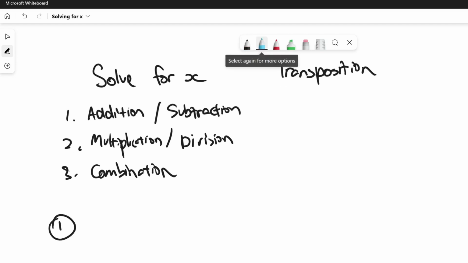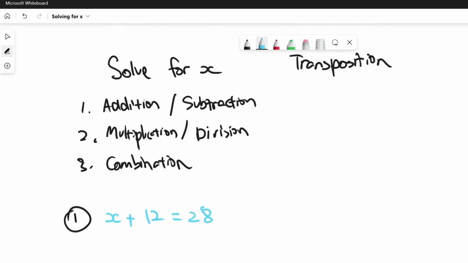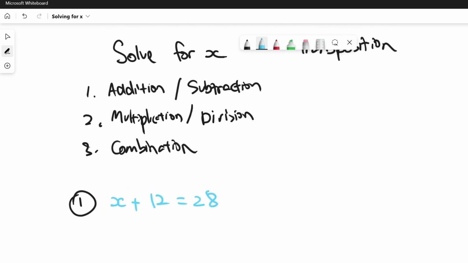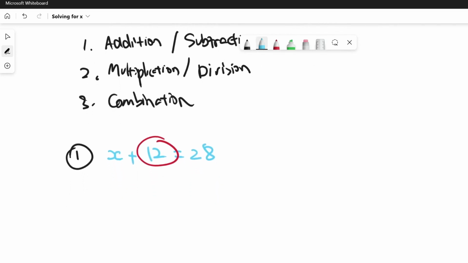So with addition and subtraction, a typical equation that you'll get is something like x plus 12 equals, let's say, 28. So to solve for x, we need to transpose the equation to make x the sole subject on the left-hand side and nothing else. So how do we do this? We get rid of whatever's on the left-hand side with x, which is 12. So to get rid of this 12, what we do is we minus 12 from both sides of the equation.